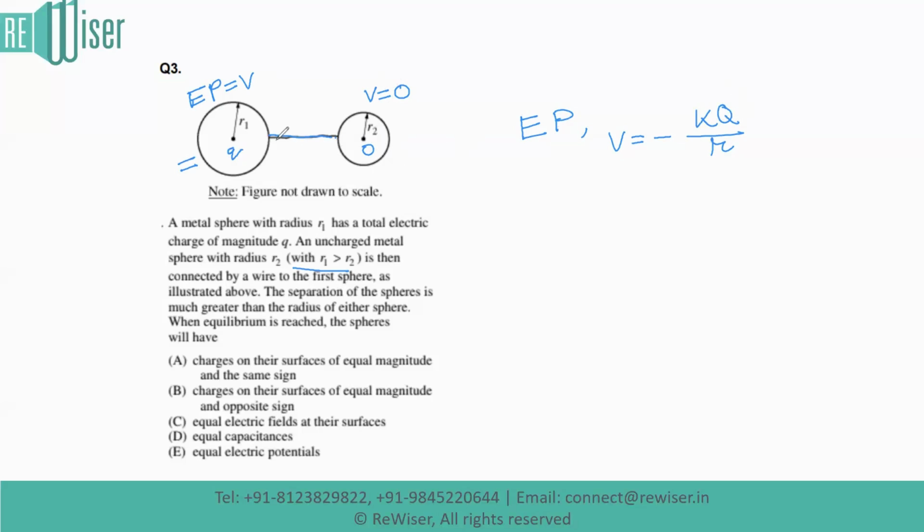Now when it is connected by wire, what will happen? Charge will flow from here to here in order to make sure that they have equal potential. Charge will keep on flowing from higher potential to lower potential. Now the question is, when it is connected by wire to the first sphere, as illustrated above, the separation of the spheres is much greater than the radius of either of the spheres.